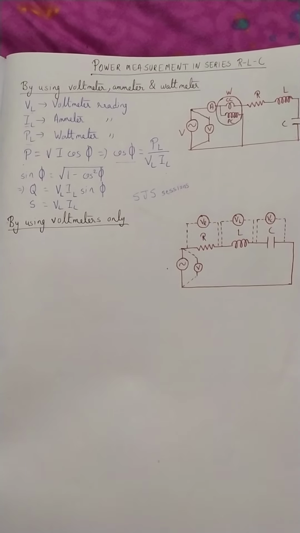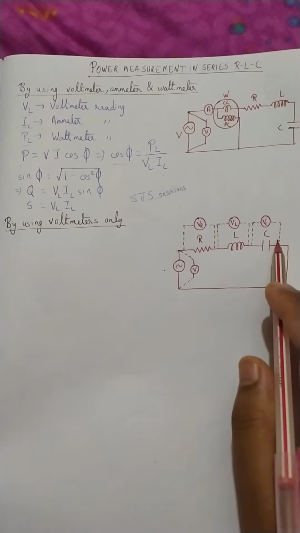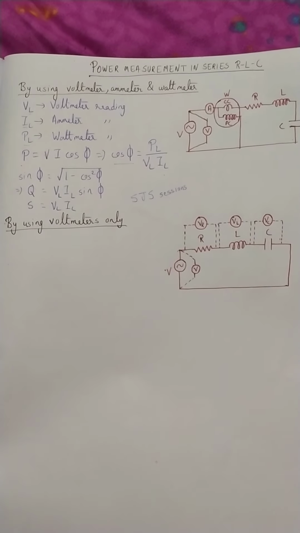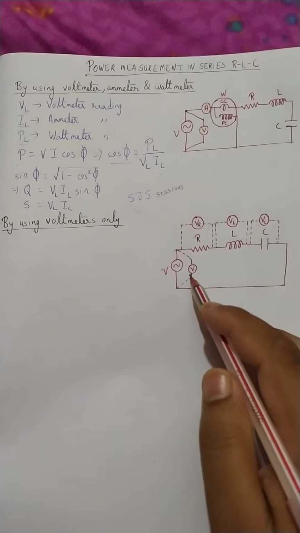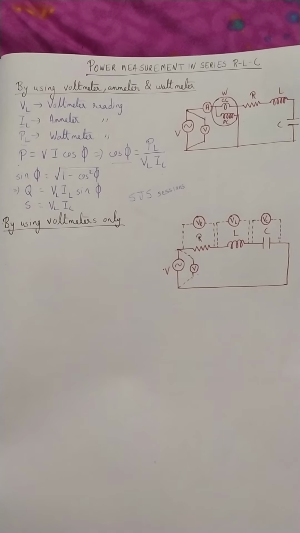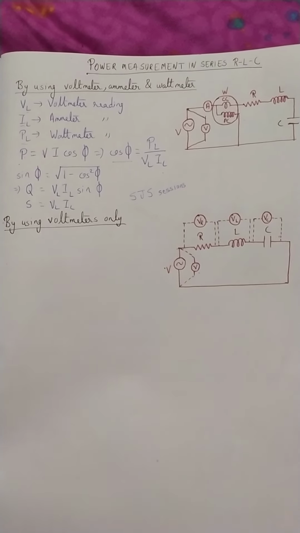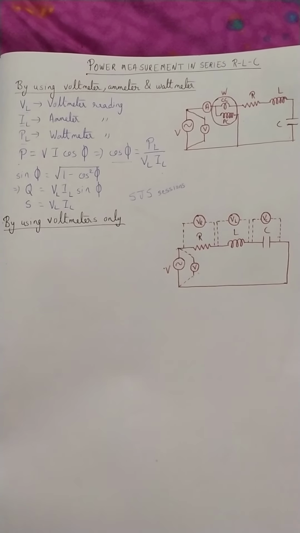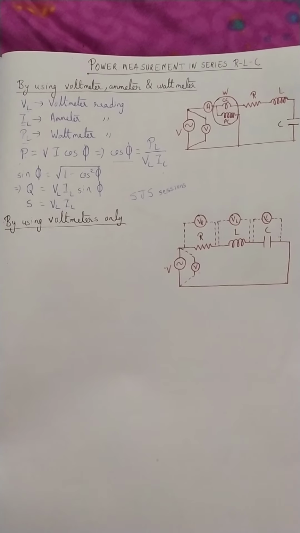So how are we going to do it? Let us try to understand. This is the arrangement. We have the RLC and the supply voltage V. We measure the supply voltage and the voltages across R, L and C, that is VR, VL and VC. We know that P is VI cos phi. To find P we need the voltage, the current and the power factor, but we are measuring voltage only. From that we can find the other parameters. Let's see how we can do it.